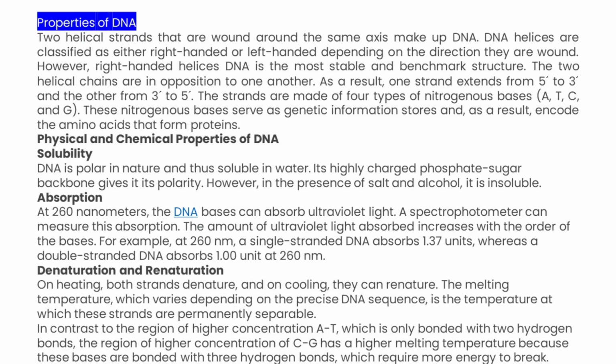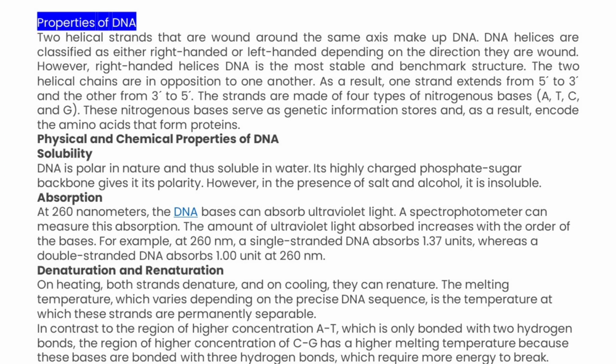Absorption at 260 nanometers: the DNA bases can absorb ultraviolet light. A spectrophotometer can measure this absorption. The amount of ultraviolet light absorbed increases with the disorder of the bases. For example, at 260 nanometers, a single-stranded DNA absorbs 1.37 units, whereas a double-stranded DNA absorbs 1.00 unit at 260 nanometers.